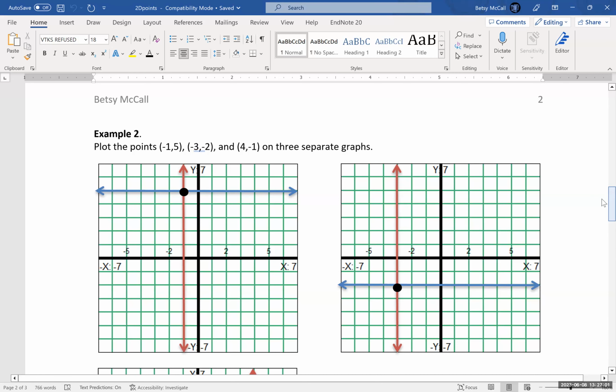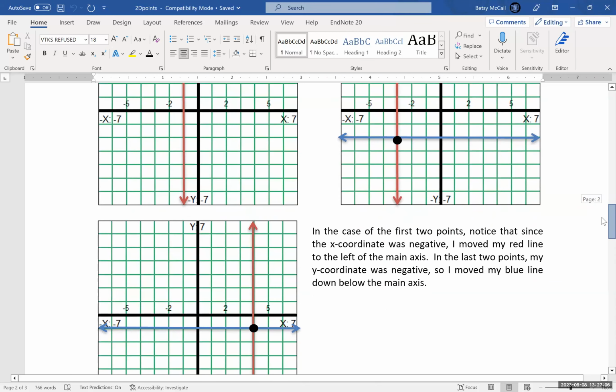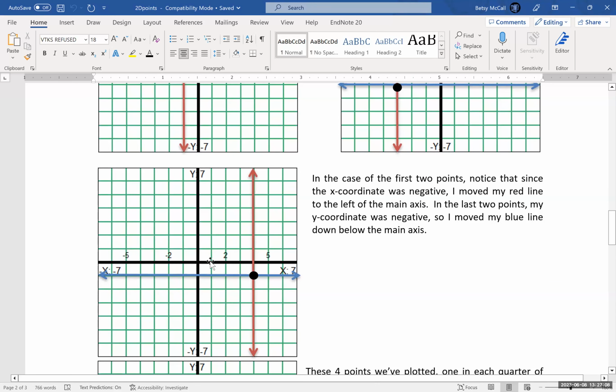The third point that we're going to look at is 4, -1. So that has a positive first coordinate, 1, 2, 3, 4 rightward, and then a negative Y component. We count downward by 1. So when the first component is positive, that means rightward. When the first component is negative, that means leftward. When the second component is positive, that means upward. When the second component is negative, that means downward.